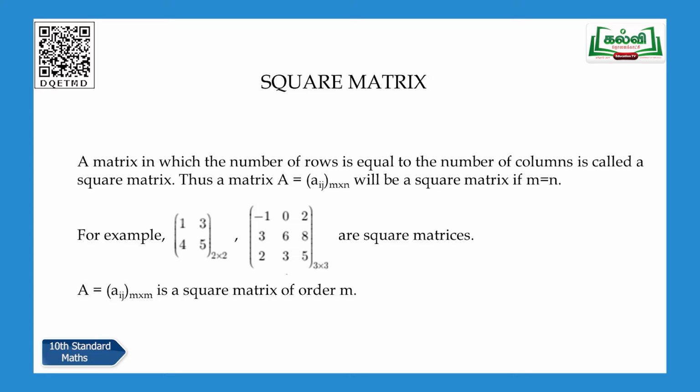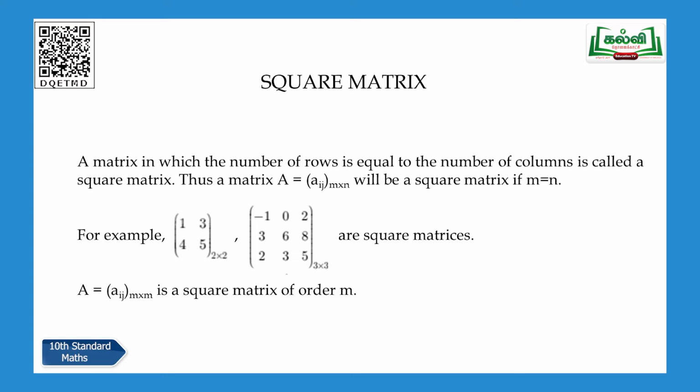Next is the square matrix. So what do you mean by square matrix? You all know, square means what? All the sides are equal. So all the 4 sides are equal. That means it should be a square. In the same way, a matrix in which the number of rows is equal to the number of columns forms a square, no? Suppose the number of rows is 2 and the number of columns is 2, then we will form a square matrix. So the number of rows and columns must both be the same, then it is known as a square matrix. A matrix in which the number of rows is equal to the number of columns is called a square matrix.